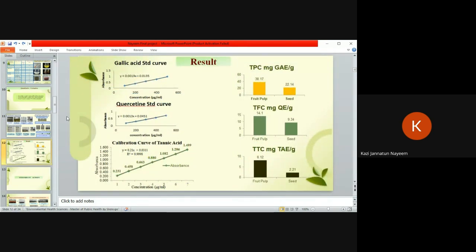TPC is total phenolic content, TFC is total flavonoid content, and TTC is total tannin content. Here, for the TPC I use gallic acid as a standard curve. For the TFC I use quercetin as the standard curve. And for TTC, total tannin content, I use tannic acid as the standard.